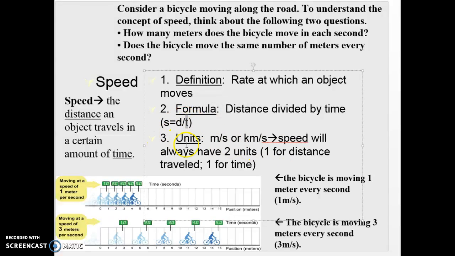Since there are two variables there, the unit for speed, there's going to be two of them. Think about when you get pulled over. They say that you're going 50 miles per hour. Well, there's two units there, miles and hours.